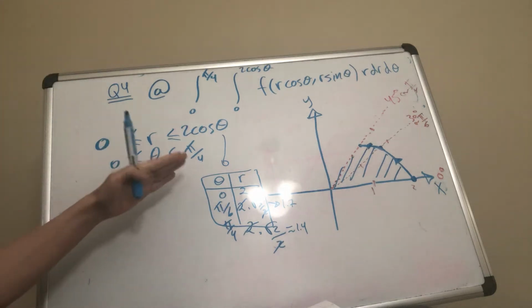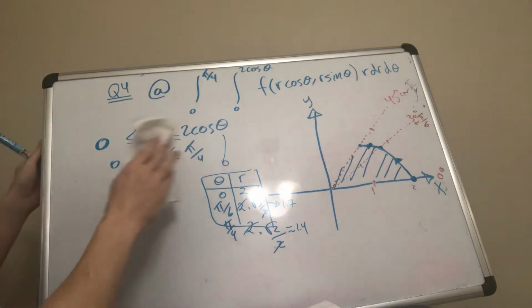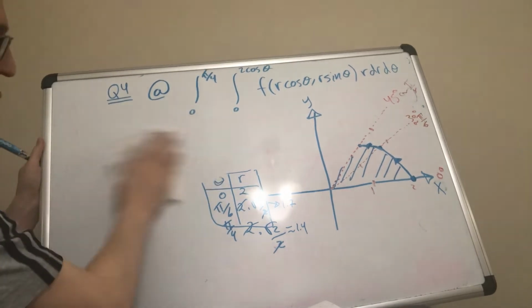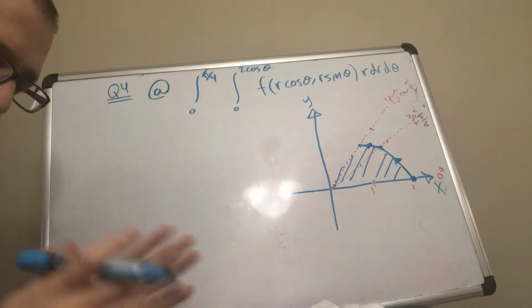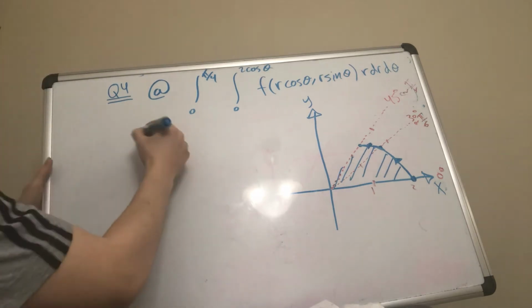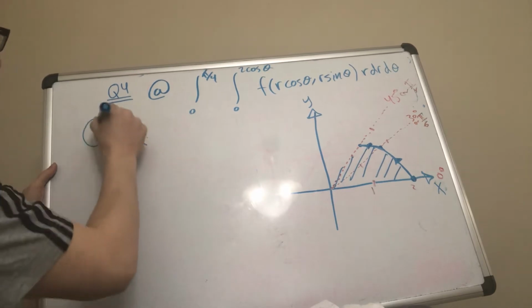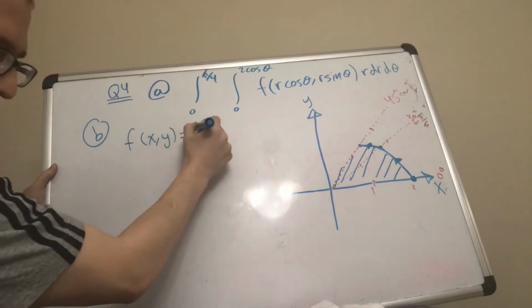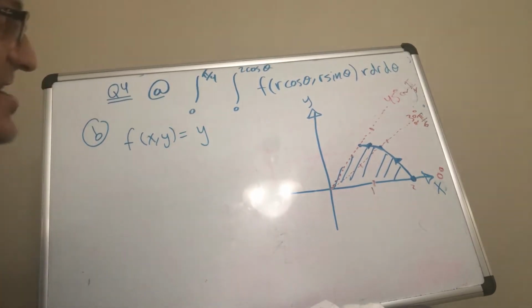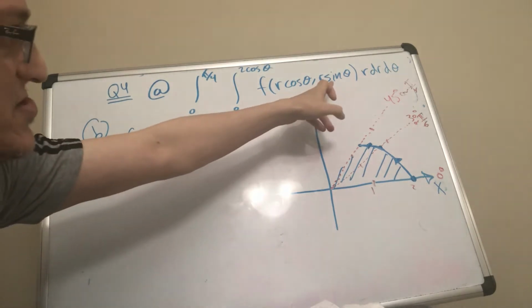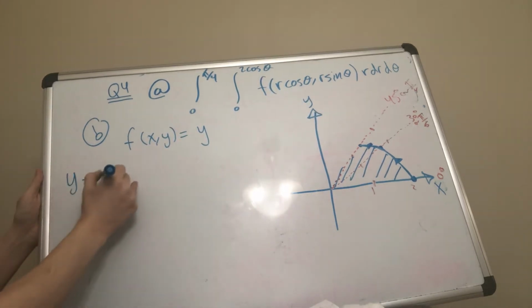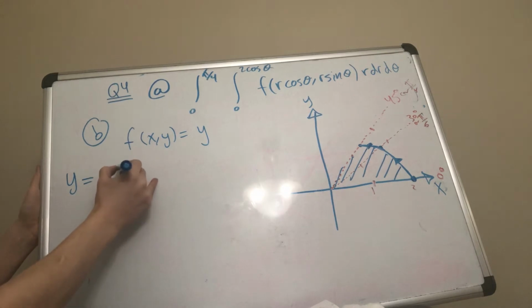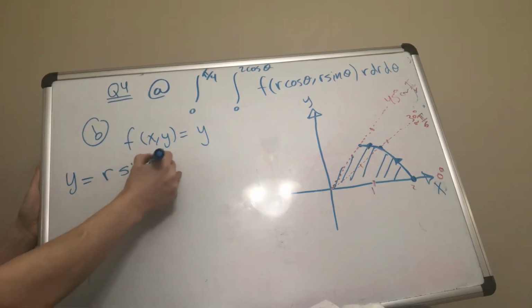So we stopped last time at this point in part B of the question. The way he had the question is a little bit different, but he tells you in B, what if xy is y? Can you evaluate the integral? So he's telling you if this is y, and you know that y in polar coordinates is r sine theta.